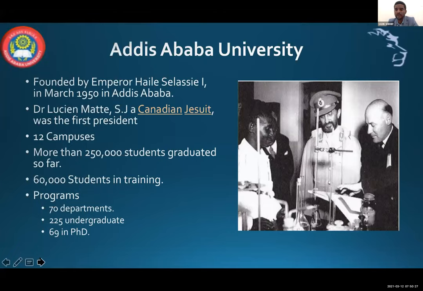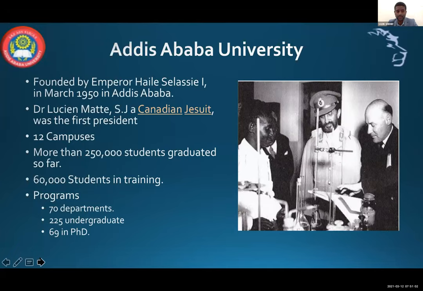To give some background, Addis Ababa University is one of the oldest universities in Africa, 70 years old. It was established by Emperor Haile Selassie, and the collaboration between Canada and Ethiopia started when Addis Ababa University was established. The first president was Dr. Lucien Matte, a Jesuit, who was the first president in 1961.